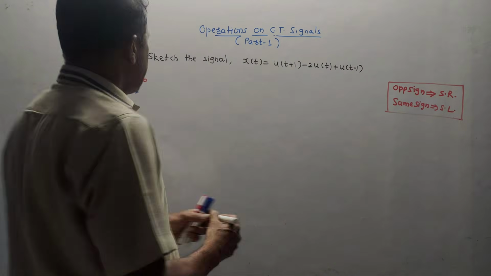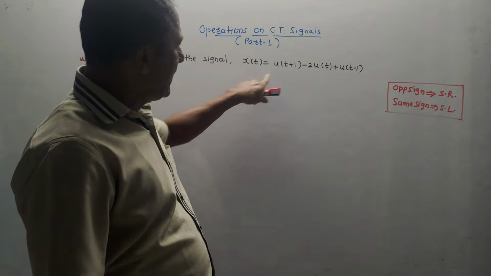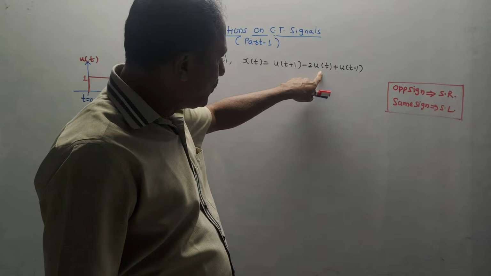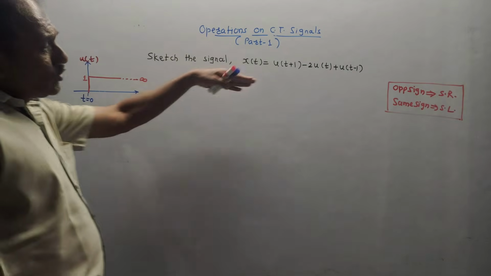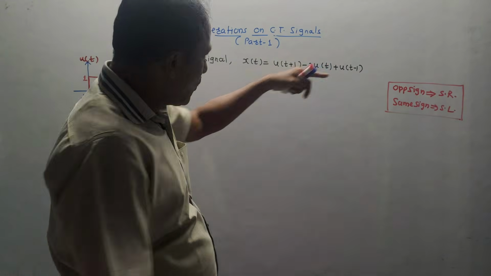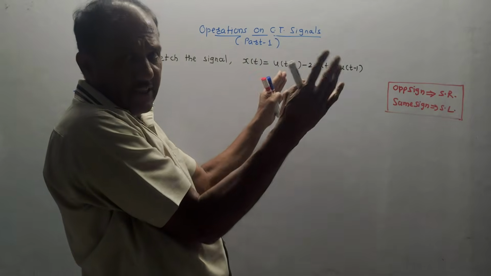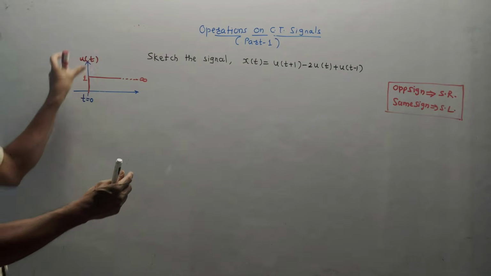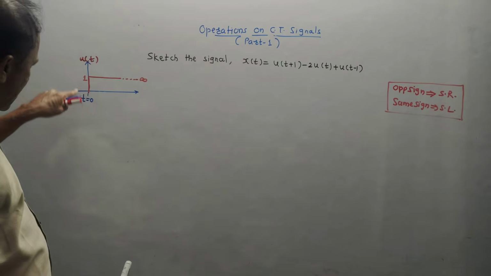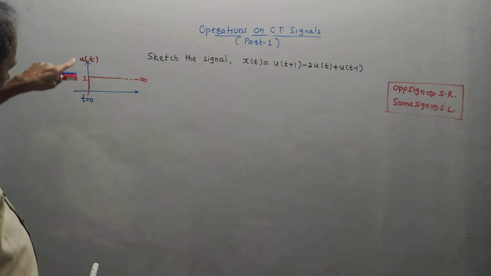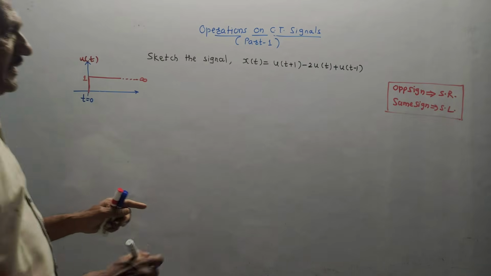The next question is, sketch the signal x of t is u of t plus 1 minus 2 u of t plus u of t minus 1. Now, there is no ramp signal in the given question. So there is only a signal related to unit step. So for the reference, I have drawn the unit step. Just now we discussed it in the last numerical. It is a unit step starting from t equals 0. Its amplitude is 1 till infinity.